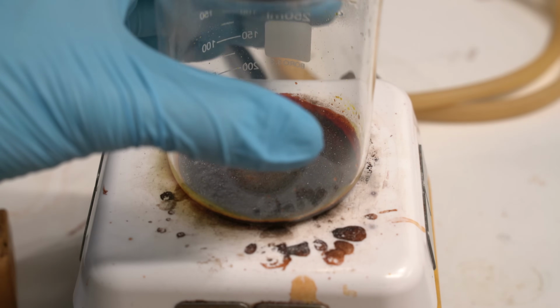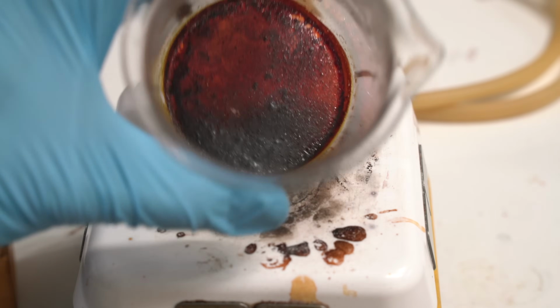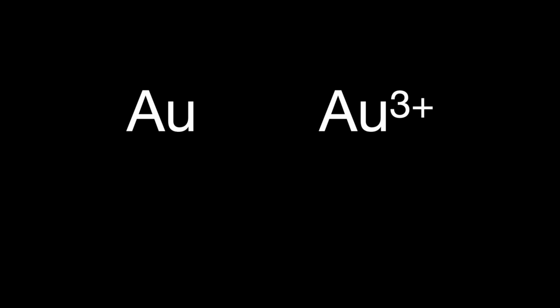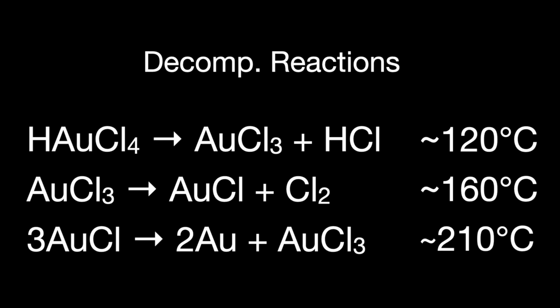Unfortunately, as the solution reached dryness, I noticed some sort of contaminant appeared. What happened? Well, you see, gold really likes being in its elemental form, and doesn't like being an ion. At high temperatures, gold compounds decompose into elemental gold. What must have happened was that as the water ran out, the temperature quickly rose from 100 degrees Celsius up to the decomposition temperature, converting us back into elemental gold.